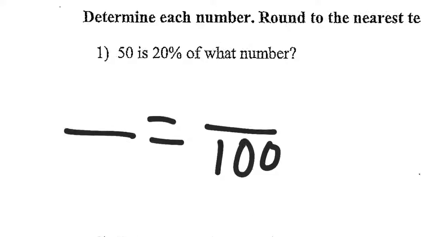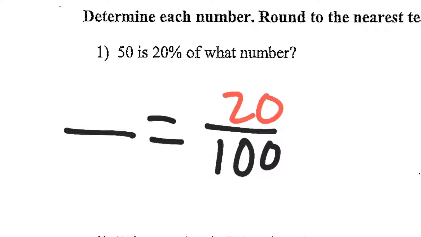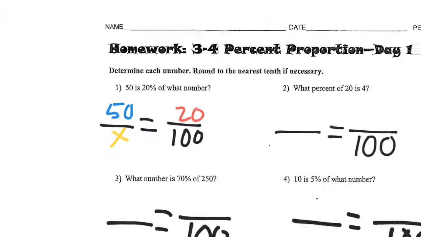Now taking a look at number 1. This one gives me a percentage, so whatever that percent is, I'm going to put that over 100. Then it says 50 is, meaning 50 has to go up top. It says 50 is 20% of what number, meaning I'm solving for my number down here on the bottom. I'm actually going to work these out, but again, you just cross multiply, divide by the lonely guy.